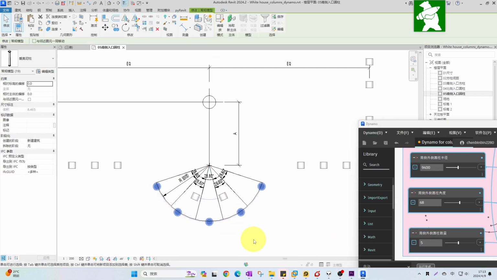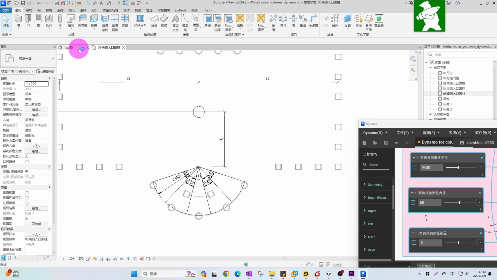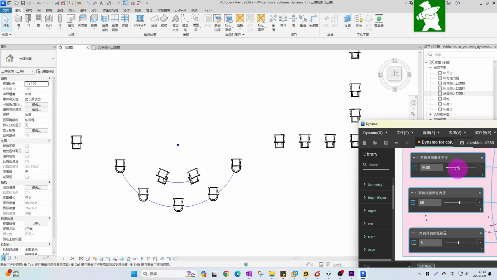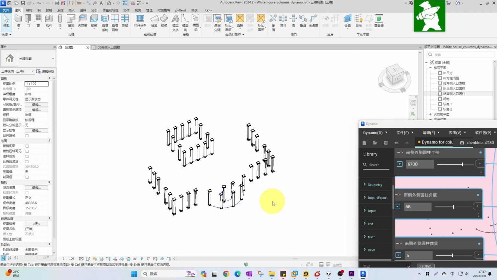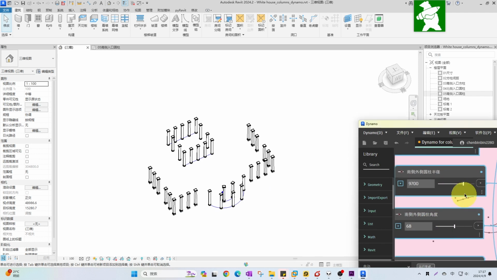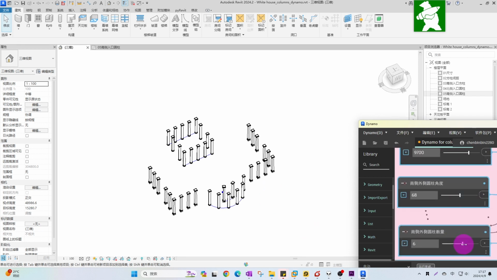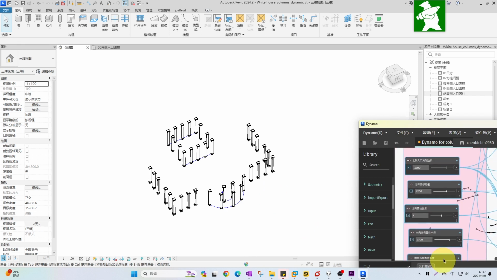Finally, it is the ionic column at the southern entrance, which has the same center of arc as the previous square column, but this arc has a longer radius. The distance between them is also equally divided, so the number and position of the columns can be adjusted according to the angle. This is my simple research on the ionic columns of the White House and the distances between them.